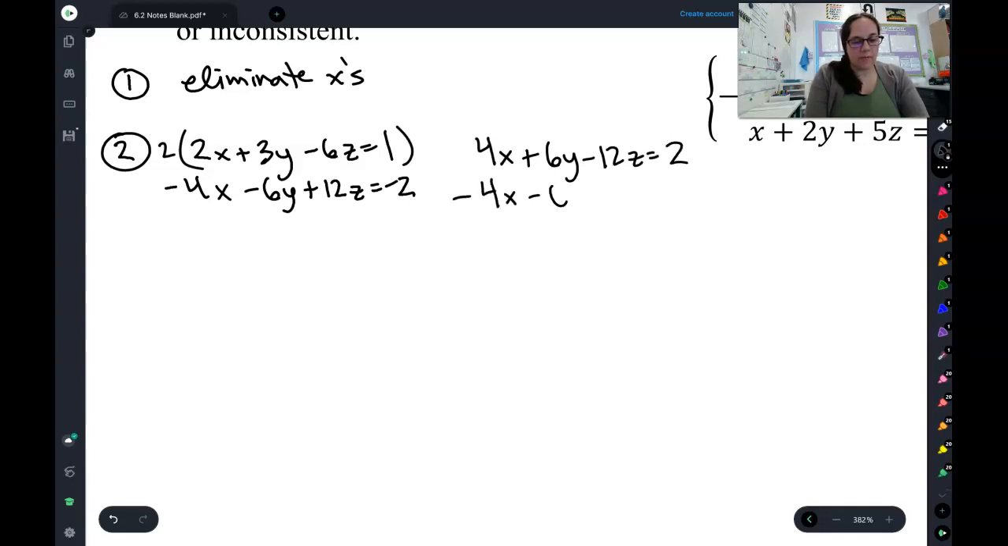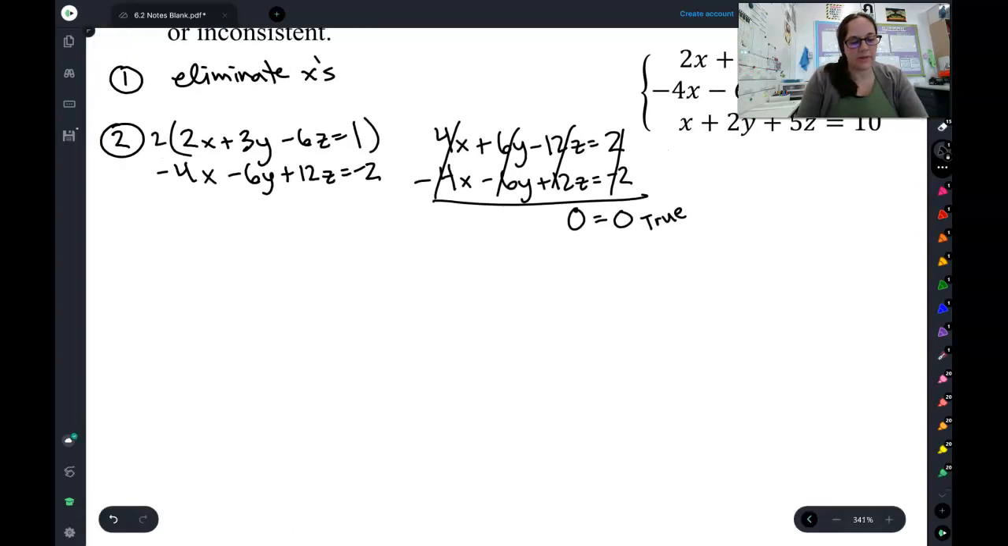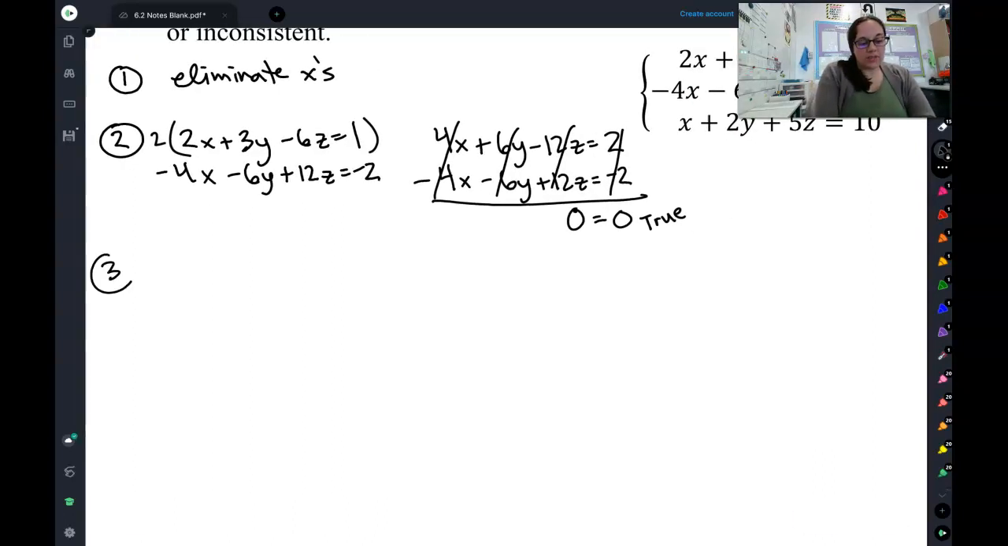Then I have my bottom equation. And look at that. That is a true statement. So it seems like right now we're probably going to get infinite solutions here. But we're not done. We still have to do step 3.